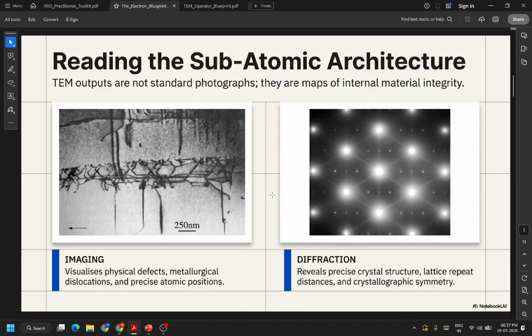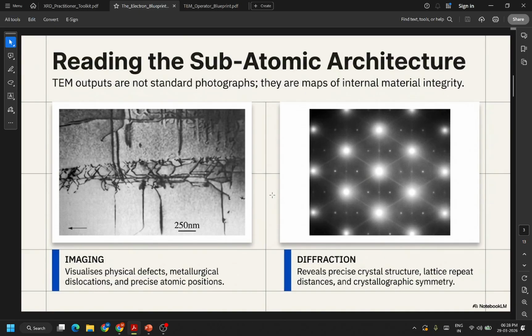So TEM is generally used for two things. One is imaging and one is diffraction. In imaging you visualize physical defects, metallurgical dislocations, and precise atomic positions. Since the resolution is much greater than atoms, you can zoom into the atomic level and see exactly where atoms are sitting with respect to each other.